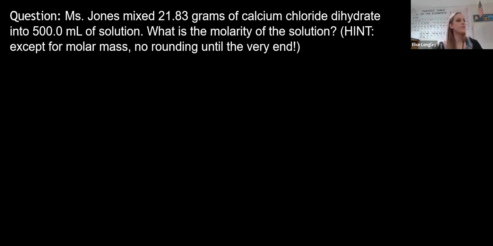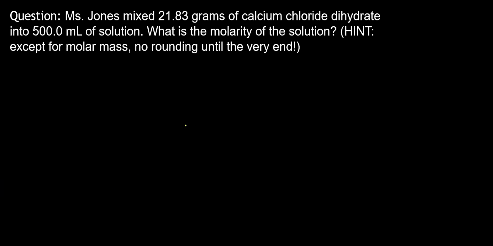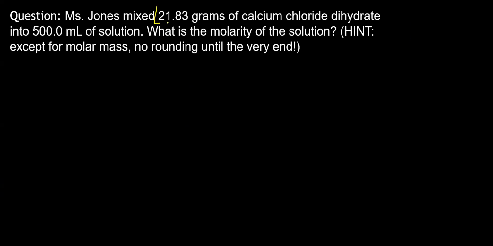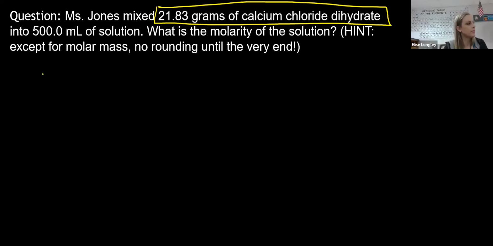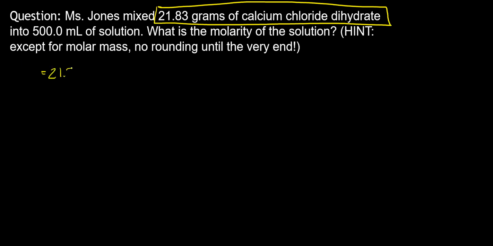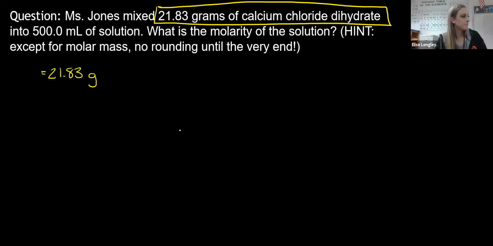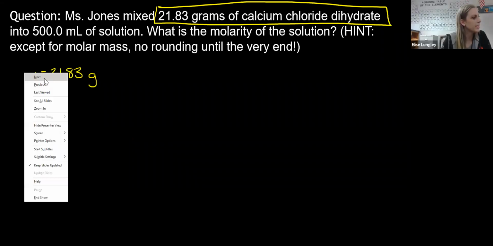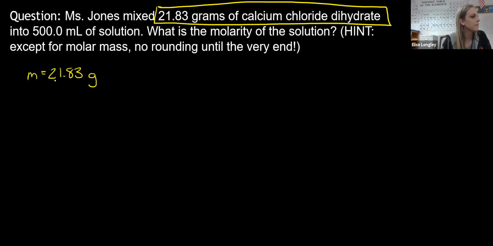Celine, what do I do first? Pick apart the important information in the question. Awesome. Help me do that. So there's 21.83 grams of calcium chloride dihydrate. What type of variable is that? Yes, grams means it's mass, not volume or molarity. It is mass, lowercase m. Okay.